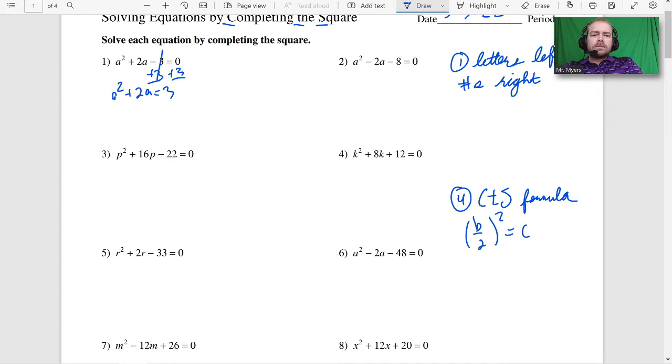So b is 2. I'm going to write this off to the side over here. b is 2, over 2, squared. 2 over 2 is 1. 1 squared is 1. Okay, so we found out what c is. Basically, we're trying to figure out what c is. So then we add c to both sides. Add c. And actually, you know what? This is going to be this.